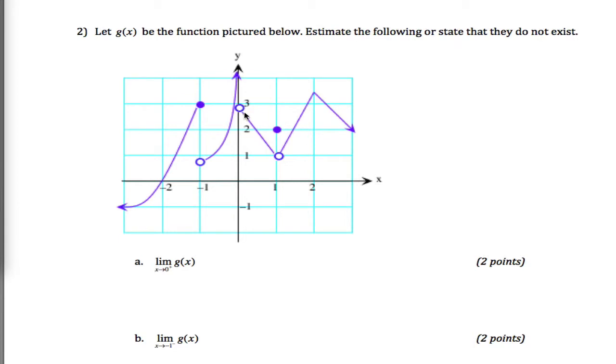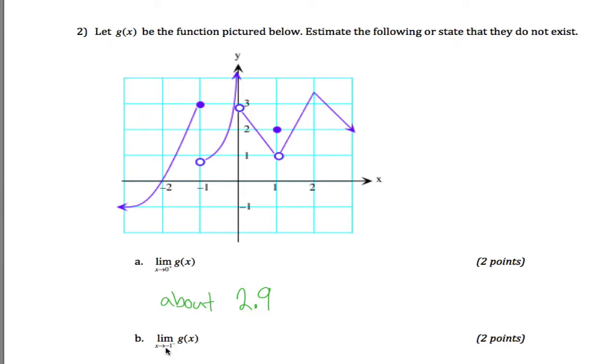So it looks to me like it's, I don't know, a little bit less than 3, maybe 2.9. Maybe I'll say about 2.9. If you said 3, that's fine. If you said 2.8, whatever, I don't care. Just showing that you know what we're going for here. It looks like what I'm looking for is, what is the height of this circle right here? It looks to me like about 2.9, but whatever.